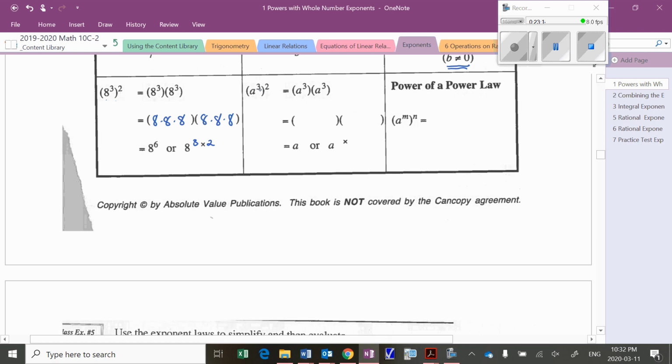So a cubed all squared is a cubed times a cubed, or a times a times a.